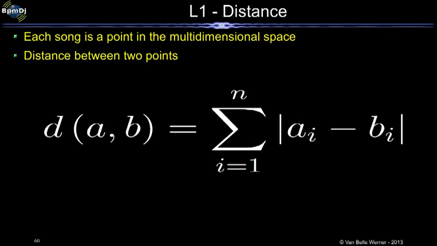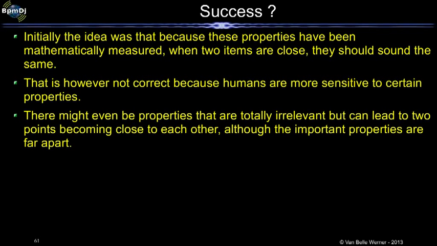Suppose now that we have a target song. Once we know the distance measure, we can find all the nearest neighbors by simply scanning all the vectors associated with all the songs and calculating their distance towards our target point, which is the song that we are interested in, and sorting the result set according to the distances. Initially, we believed that, because all the properties were mathematically and exactly measured, that should have been sufficient to have a good nearest neighbor detection. When the vector representation of two songs is close, then they should sound the same.